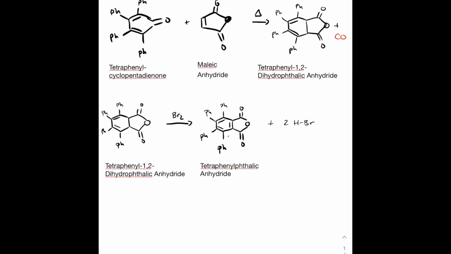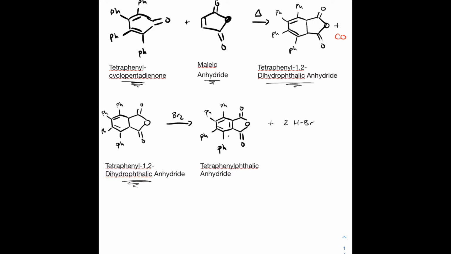All right, so multi-step synthesis 4 is a reaction between tetraphenylcyclopentadienone as well as maleic anhydride. And maleic anhydride we used before in experiment number 4, I believe. So that was with cyclopentadiene and maleic anhydride. It's the same reaction. So that's exactly what we're doing in this one to make tetraphenyl 1,2-dihydrophthalic anhydride as well as carbon monoxide.